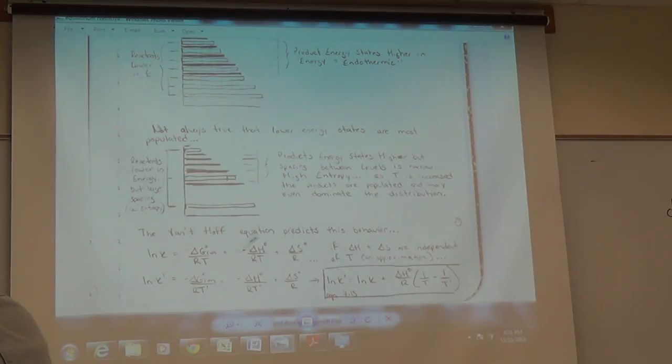We said that reactions that have a high entropy change, a high delta S, or a positive delta S, if you increase the temperature, those reactions become more favorable. The delta G becomes lower at high temperature for those reactions.